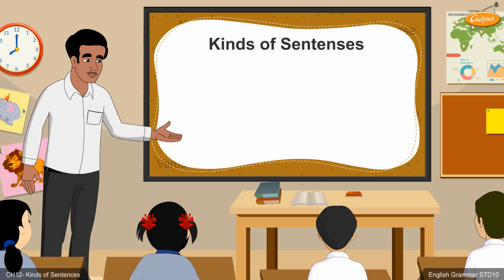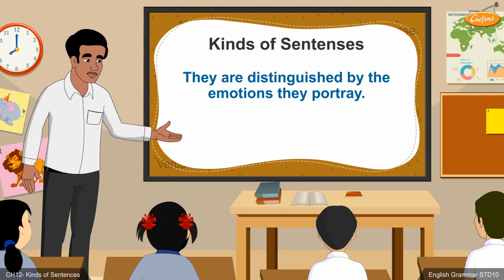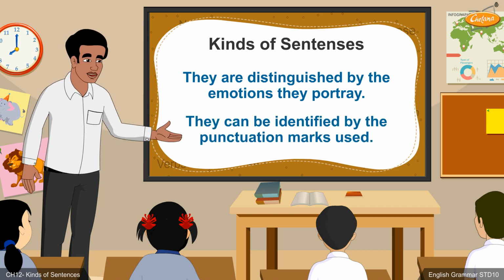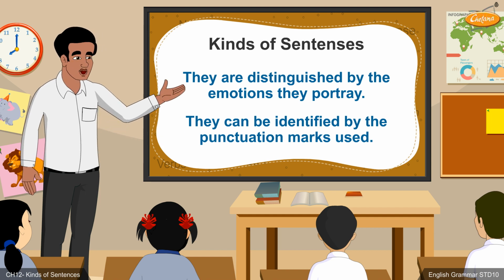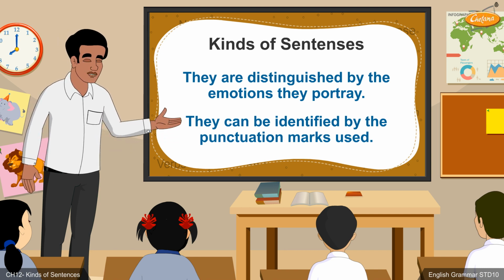Sentences can be of different kinds. They are mainly distinguished by the kinds of mood or emotion being portrayed in the sentence. They can be identified on the basis of different types of punctuation marks used. Once we try to analyze and understand the kinds of sentences, we will also be able to easily transform them across kinds without changing their original meaning. So let's start learning about the different kinds of sentences.